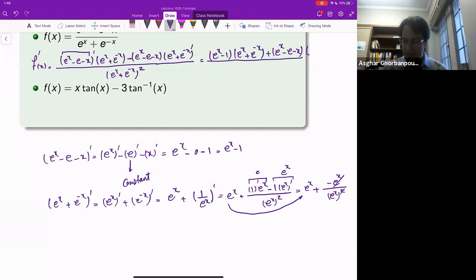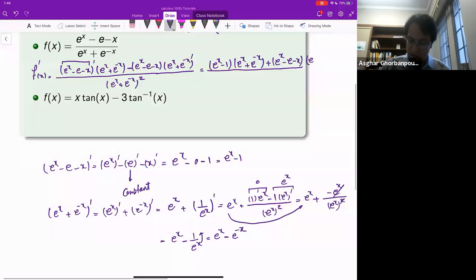And then cancel that with that. You see that you get e to the power x minus e to the 1 over e to the power x, which is the same thing as e to the power x minus, I can bring it up and switch the sign of the exponent. So it means that here I have e to the power x minus e to the power minus x over the whole thing, which is this guy squared.